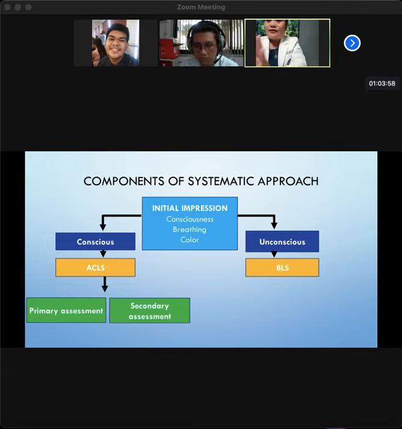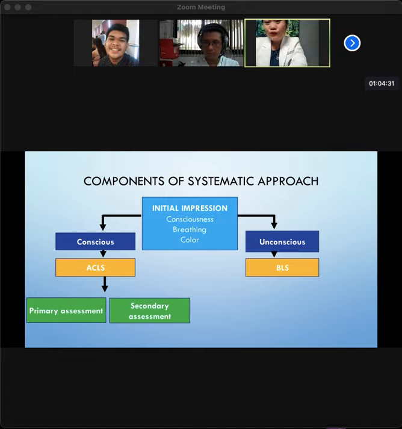Okay. So, initially, you have to check the consciousness of your patient. For example, you have seen a patient collapse while you are walking, going to LNU. So, what are you going to do? Are you going to run? Are you going to remove your uniform as medical student? Or are you going to help?